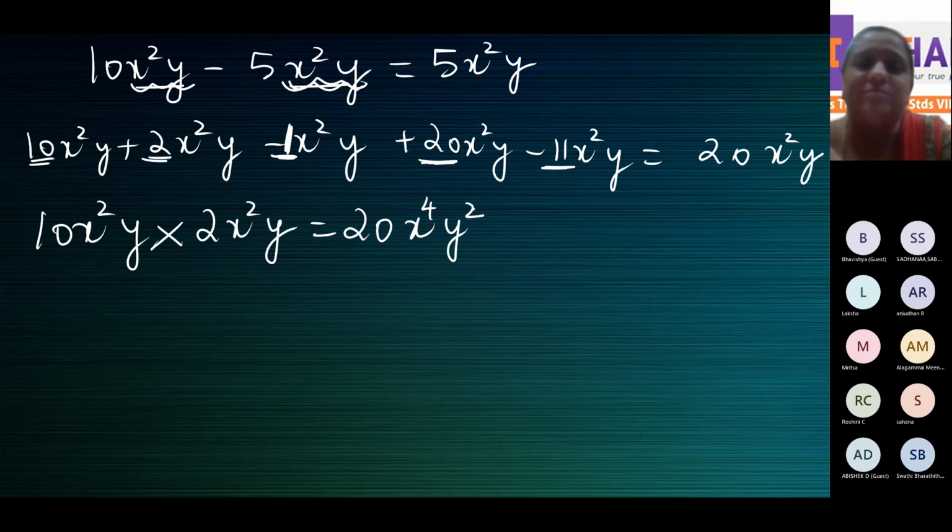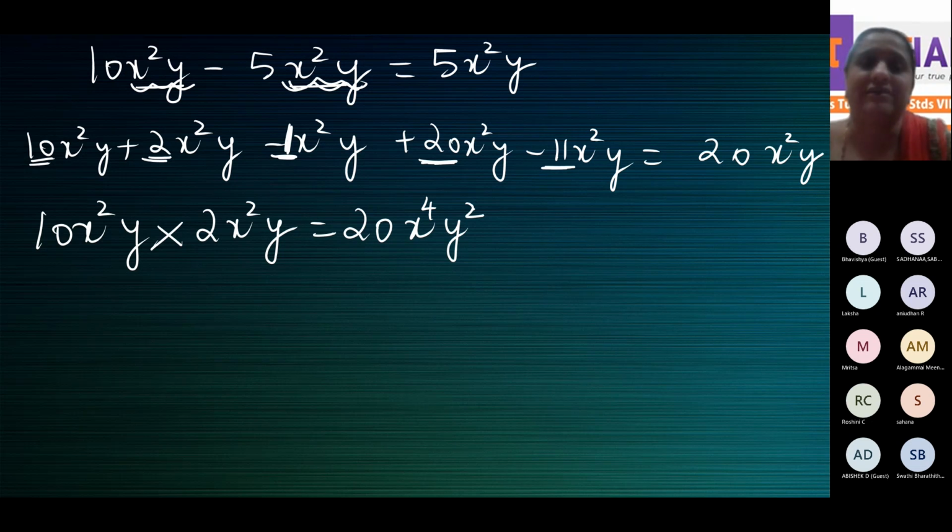Like terms can be added or subtracted, but for multiplication and division, you can multiply and divide like terms and unlike terms, both. But when you multiply, you should multiply everything. You must multiply the signs, you must multiply the numbers, you must multiply the letters. That is the algebraic factors. Everything you should multiply. When you add or subtract, what is the rule? Only like terms can be added or subtracted.